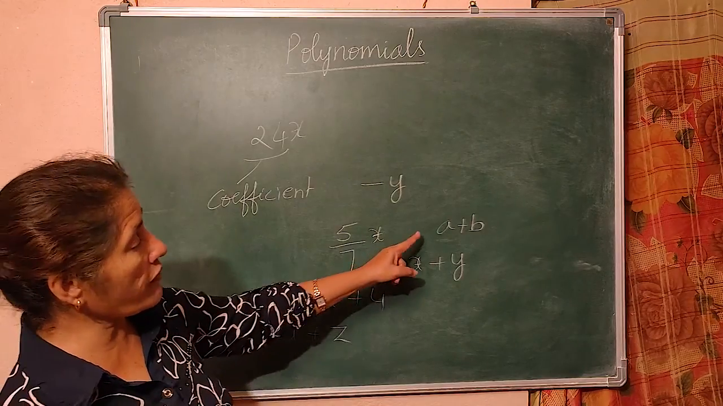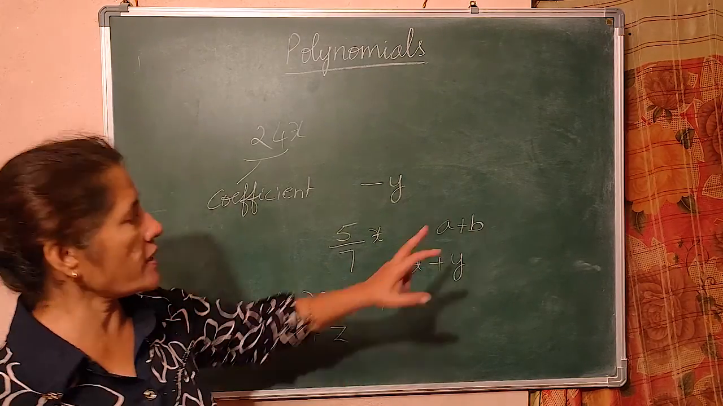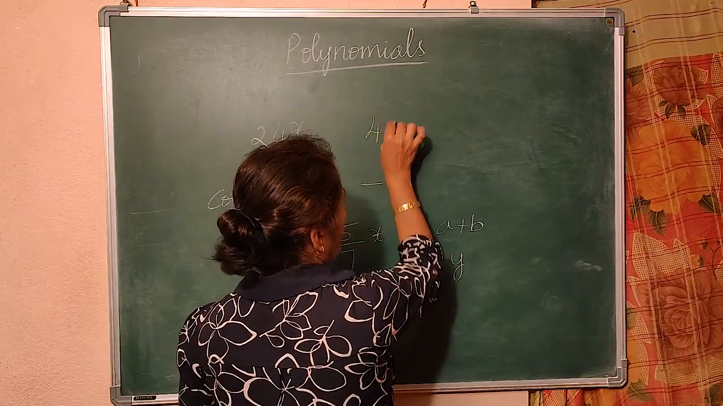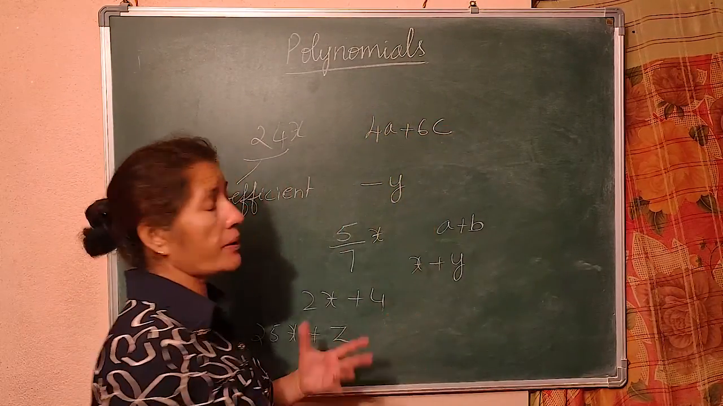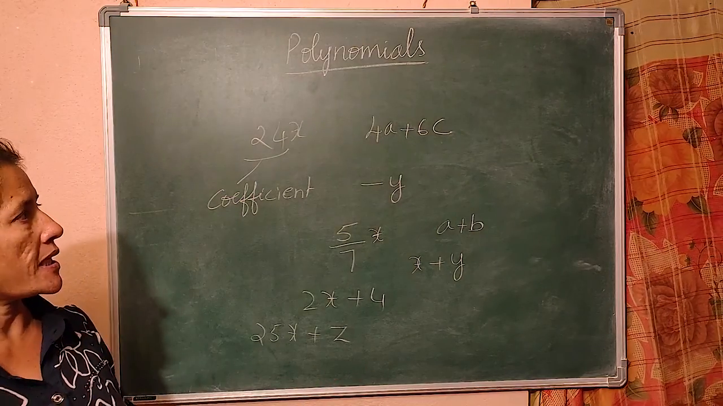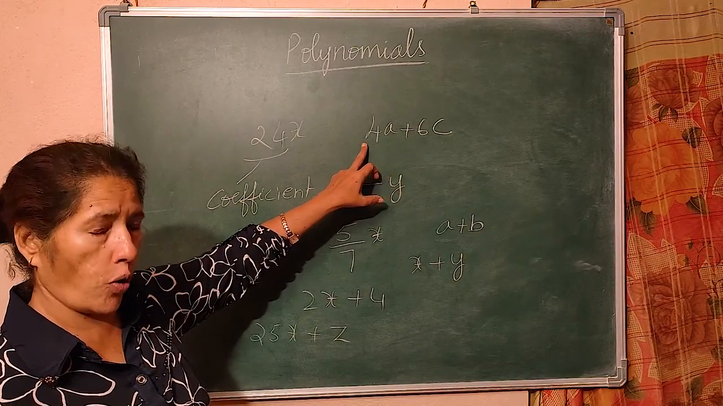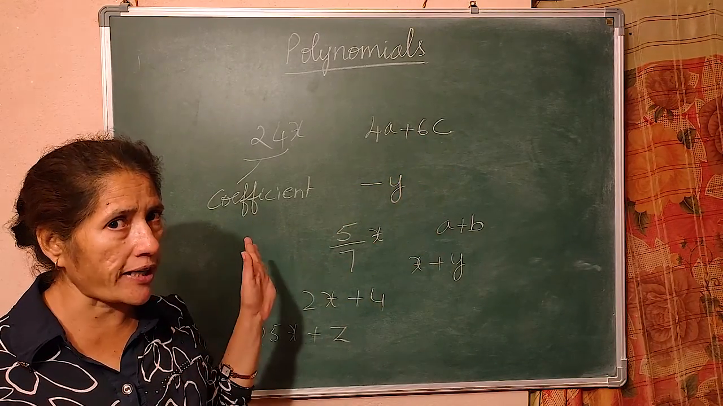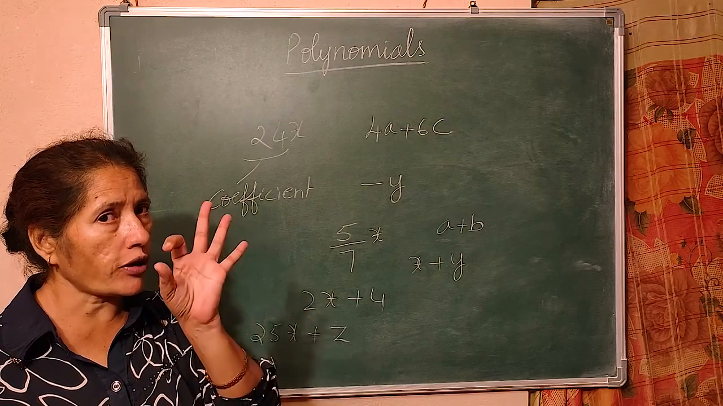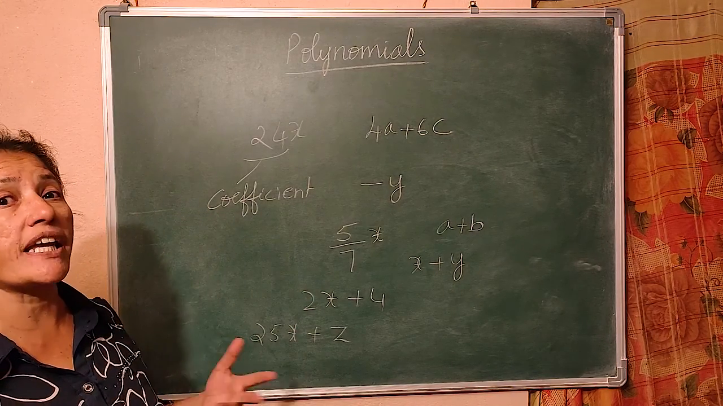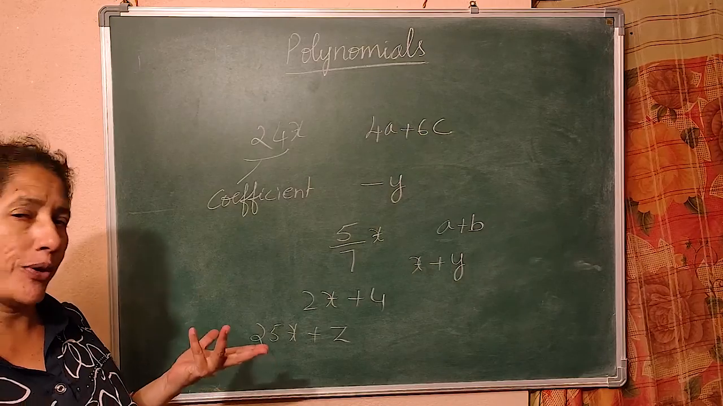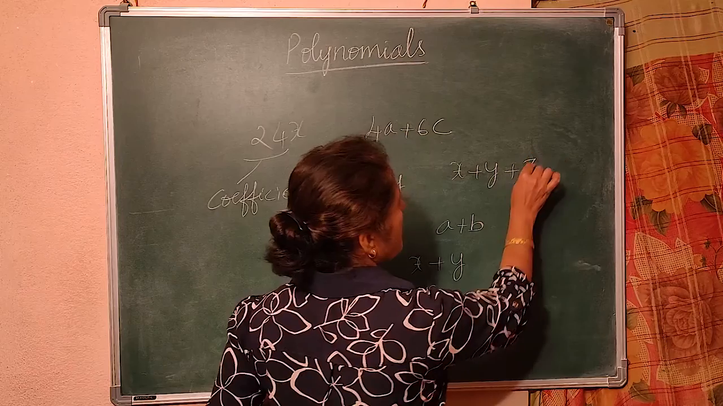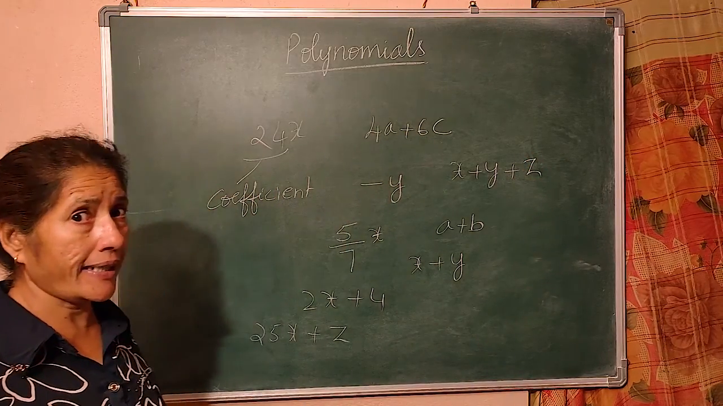Right? What is the coefficient of a? 1. What is the coefficient of b? 1. Suppose we say 4a plus 6c. How many variables? Two variables. What is the coefficient of a? 4. What is the coefficient of c? 6. I hope you understood. What is monomial? What is binomial? What is trinomial? Now you know. You can tell me. x plus y plus z. It is a trinomial. Right?